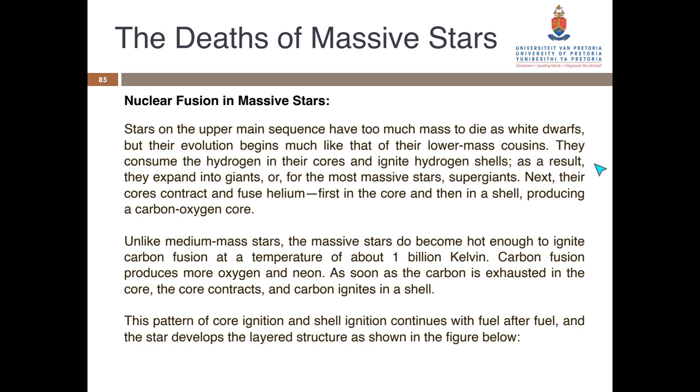Unlike medium mass stars, the massive stars do become hot enough to ignite carbon fusion at a temperature of about 1 billion Kelvin. Carbon fusion produces more oxygen and neon, and as soon as the carbon is exhausted in the core, the core contracts and carbon ignites in a shell. So we've talked about these flashpoints yesterday. The pattern of core ignition and shell ignition continues with fuel after fuel, and the star develops the layered structure as shown in the figure below.